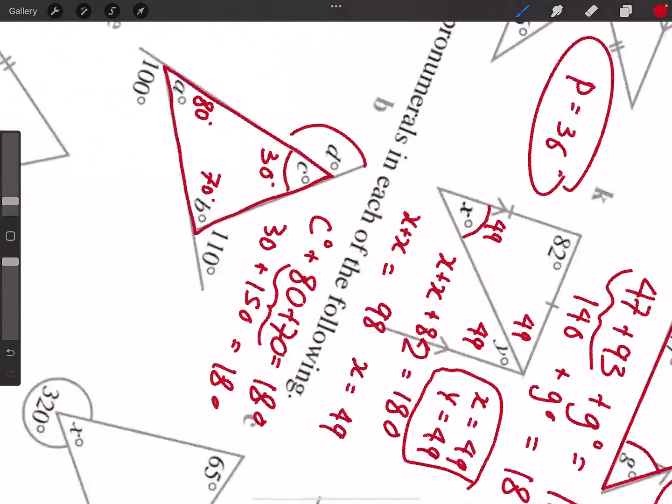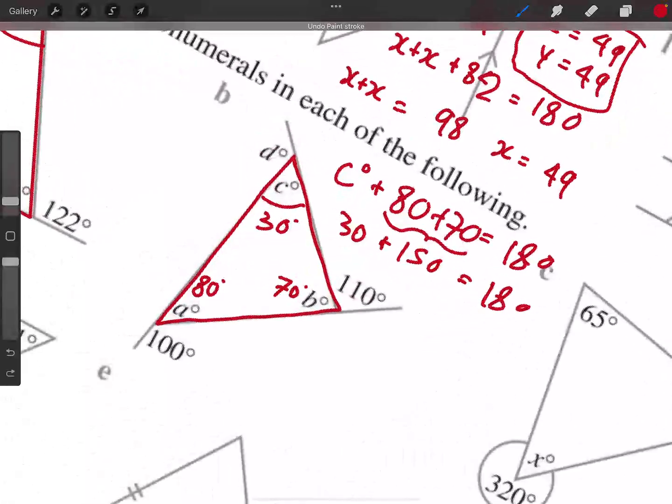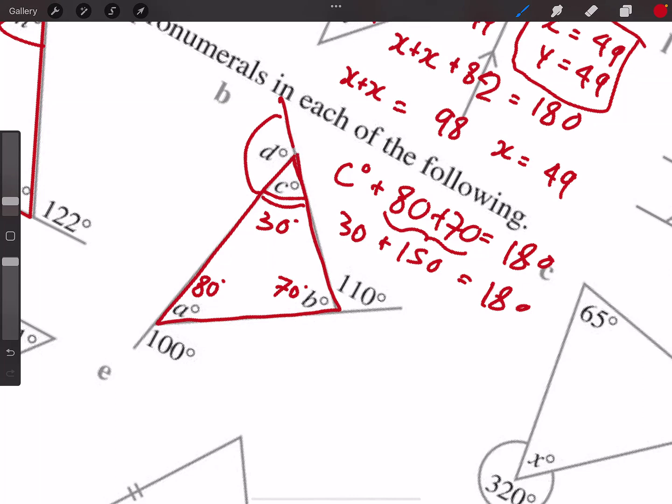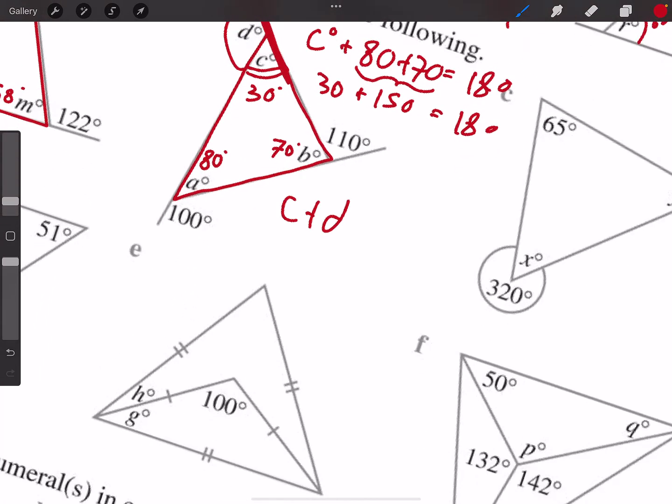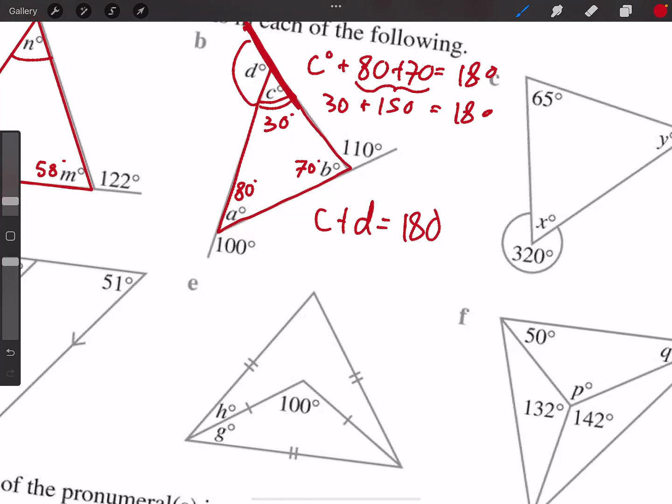Okay. We know that C plus angle D makes 180 because it's a straight line. Is there a straight line there? So C plus D equals 180. And we know that C is equal to 30. So D must equal, I've put it over here, D is equal to 150 degrees. Done.